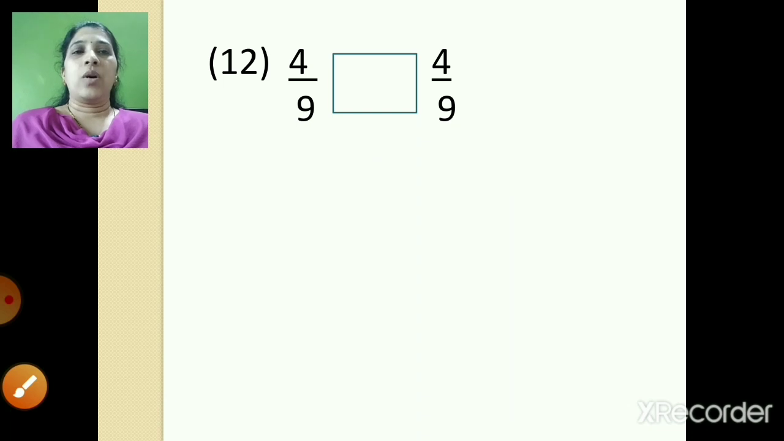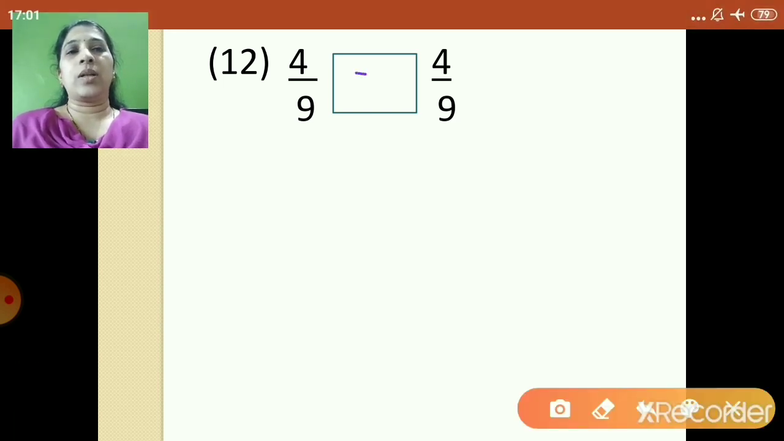12th one, 4 upon 9 and 4 upon 9. Now you can see both numerator and denominator on the left hand side and the right hand side are the same. So what you will put? You will put an equal to sign. Right children? Let's move to the next one.